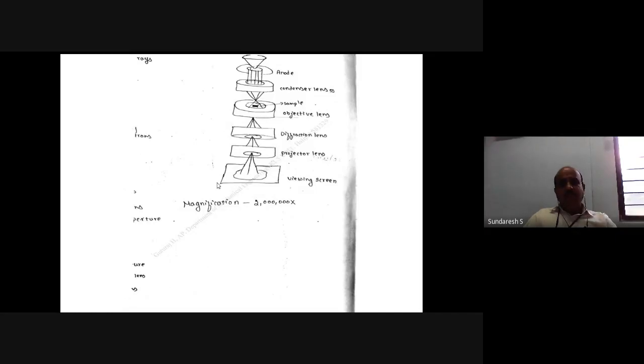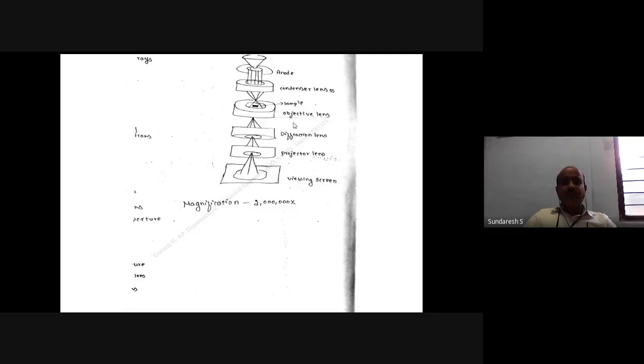This is just a ray diagram of the transmission electron microscope. Of course, we continue with the anode, condenser lens, sample, objective lens. Like that, we have different sophisticated components. The diffraction lens will have a projector lens and viewing screen. Like that, you can go up to a magnification of, just imagine, 20 lakhs x. 20 lakhs x magnification you can get in the case of a transmission electron microscope.